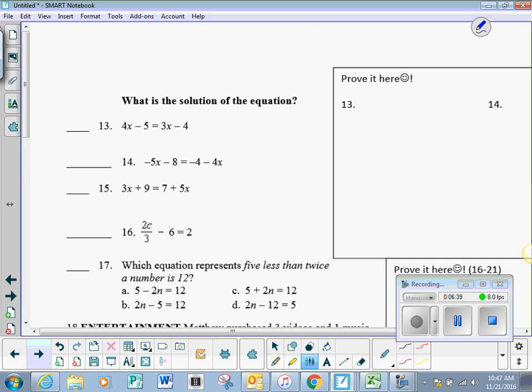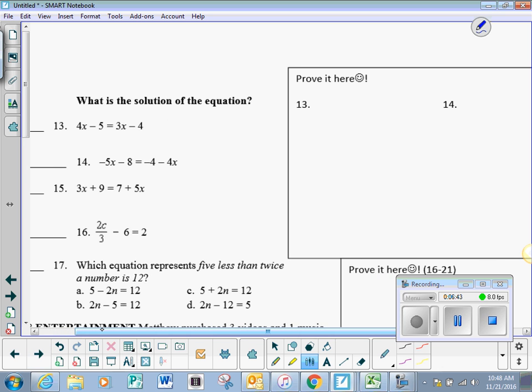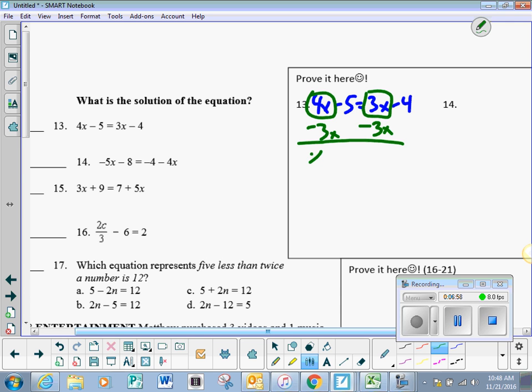Okay, now we have variables on both sides. 4x minus 5 equals 3x minus 4. Now I have variables on both sides, so I need to get them on the same side. The way I do that is applying properties of equality. Subtract 3x from both sides, and I get x minus 5 equals negative 4. Don't forget that minus 5 comes down, the minus and the 5. Now I would add 5 to both sides and get x equals 1.